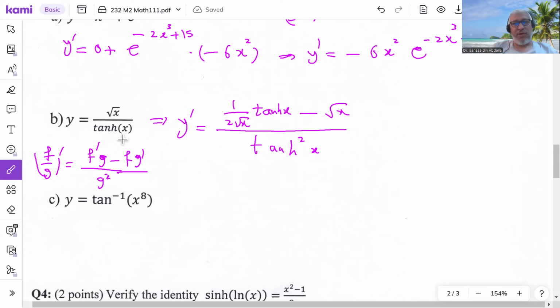Well, the derivative of tanh is hyperbolic secant squared. So this is the final answer. You can just leave it like this.